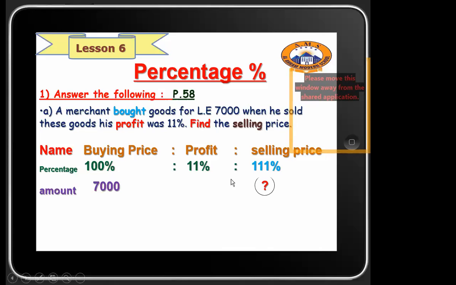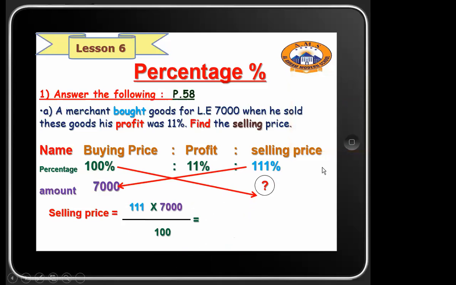Now, this is an exercise for the ratio among 3 digits, or proportional division. So the question mark here, what is rating above the question mark is 11%. I want to ignore this column, and then I'm going to make cross multiplication, 111 times 7,000, and the number that is left alone is 100. So the selling price is going to be 111 times 7,000 over 100.